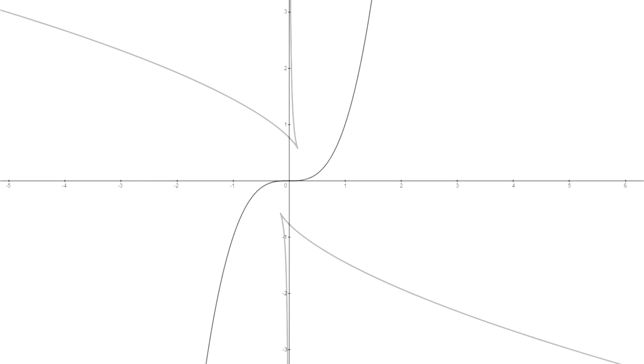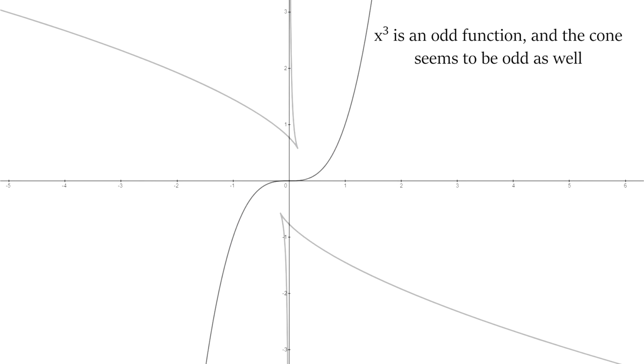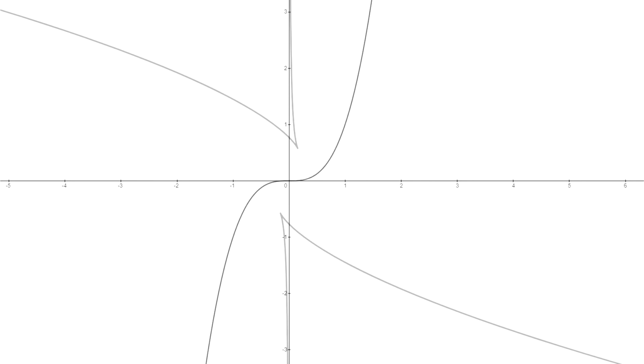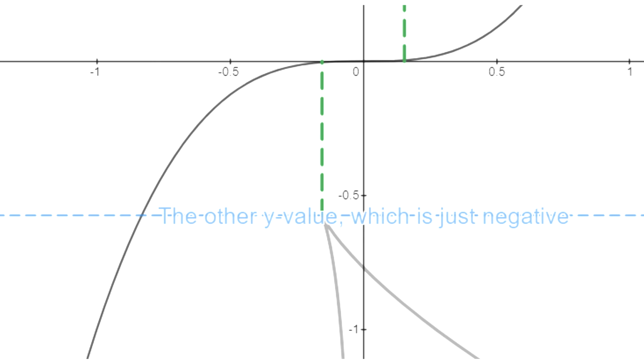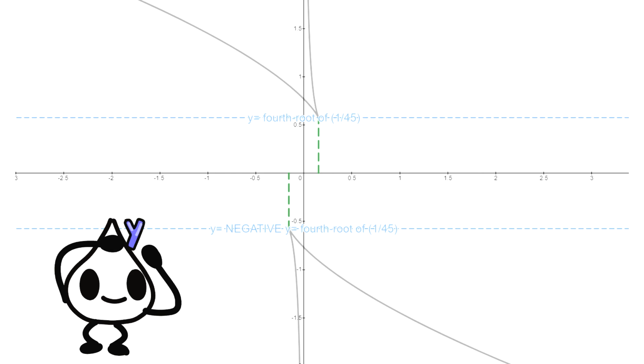The odd function behavior of x cubed seems to also apply to the cone graph, which means the pseudo-foci have equal y distance from the x-axis. Overall, I'm saying that the other y value from the other pseudo-focus is simply negative 2/9 fourth root of 45, because, well, the x is negative. Okay, we got ourselves the y values of the cones.